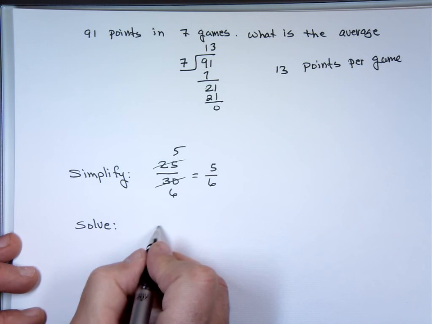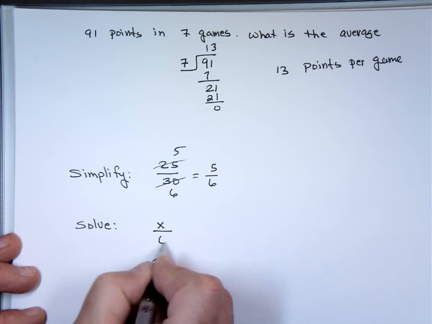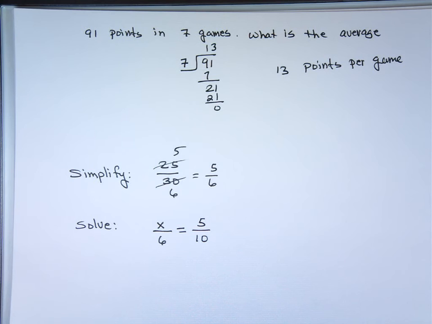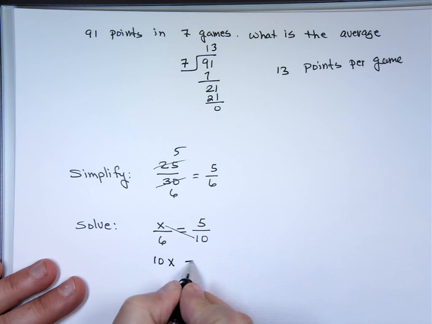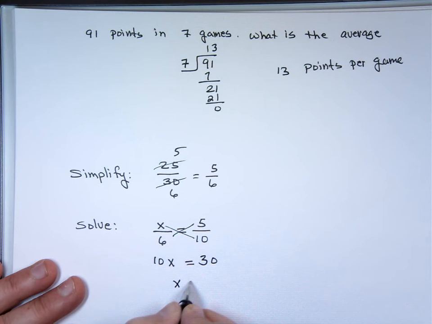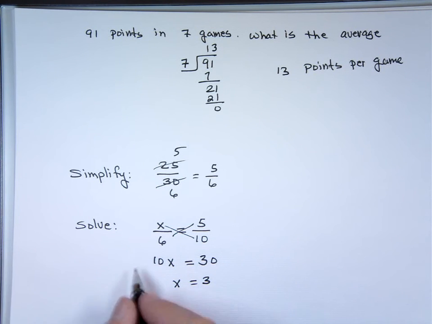Solve. X over 6 equals 5 over 10. You have proportions. Cross multiply. 10x equals what? 5 times 6? 30, right? X will have to be 3. 30 divided by 10, which is 3. We're making progress. That's 21 questions so far.